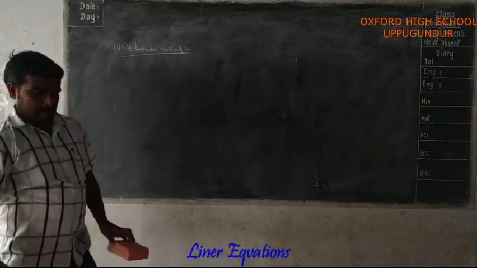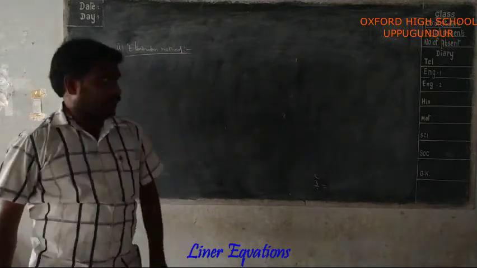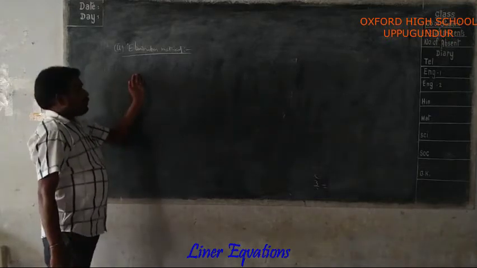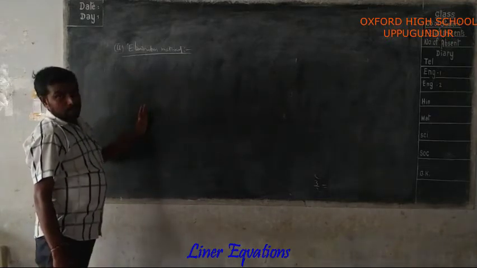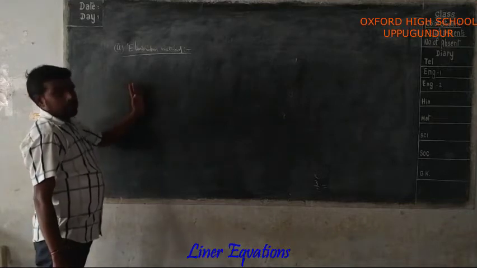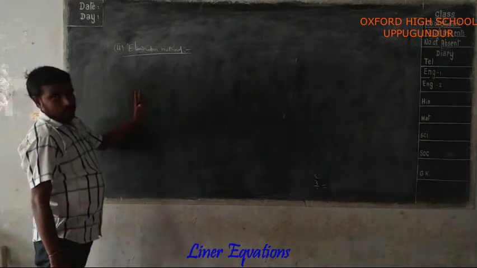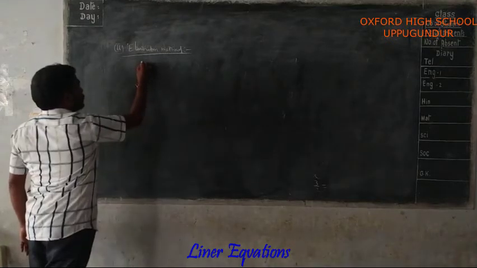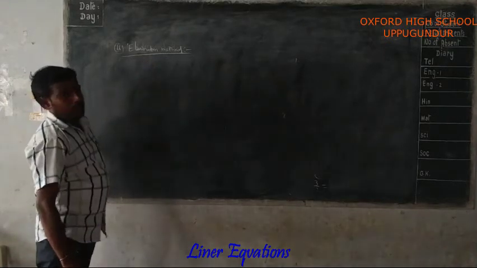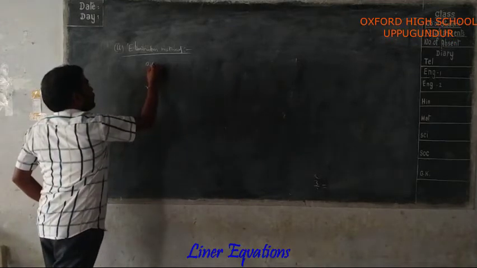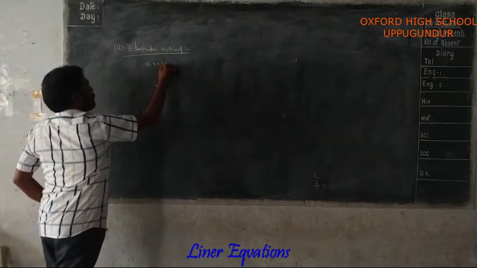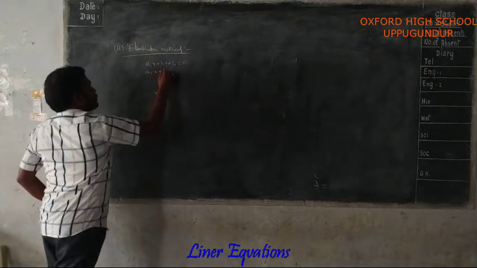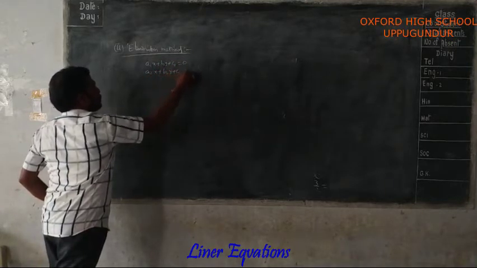So in this method, what is the pair of equations they gave? First we have to decide which variable we have to remove, either the x variable or the y variable. Suppose they gave the equations in the standard form of linear equations in two variables: a1x plus b1y plus c1 equal to 0, a2x plus b2y plus c2 equal to 0.